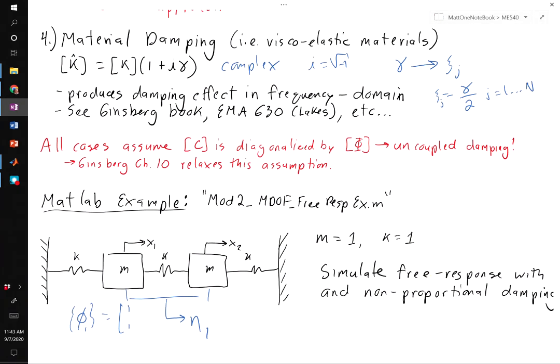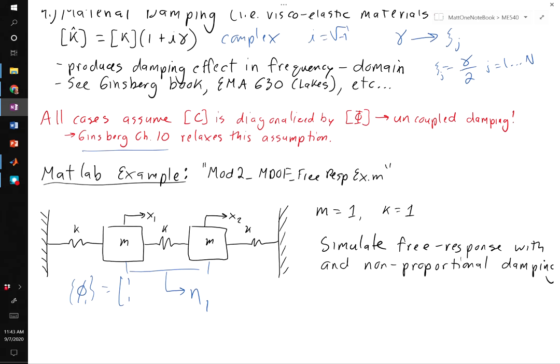In chapter 10 of Ginsberg, he actually shows that you can get an analytical solution for a non-proportionally damped system for any C matrix. And it's not a big deal at all, but we're not going to cover it just to avoid confusion. So I point that out so you know that it can be done, but we won't use that much in this class.